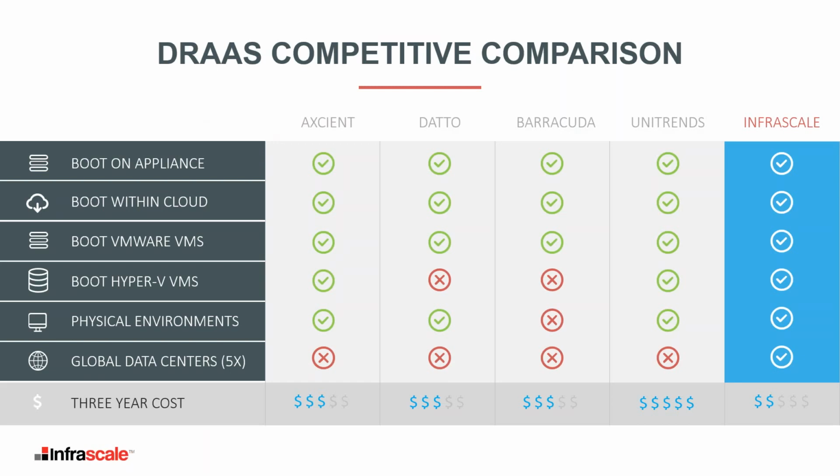So next I'm going to talk a little bit about how we stack up against some of the key competitors in the area of DRaaS. This chart helps summarize some of the key criteria that we think you should be looking at when comparing different DRaaS solutions. As you can see, all the major vendors support booting VMware-based VMs, booting within the cloud. But this is really where the herd starts to thin out. And when you start to look at other criteria like Hyper-V support or the ability to boot from physical environments like Windows and Linux, not everyone can check that box.